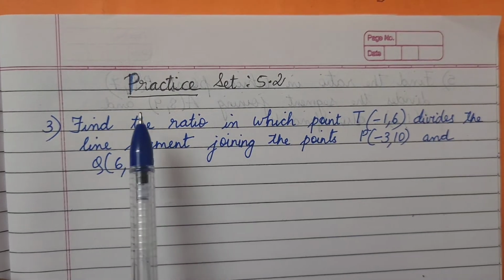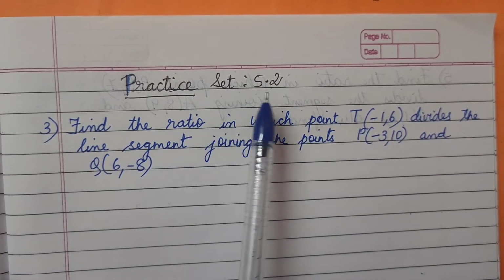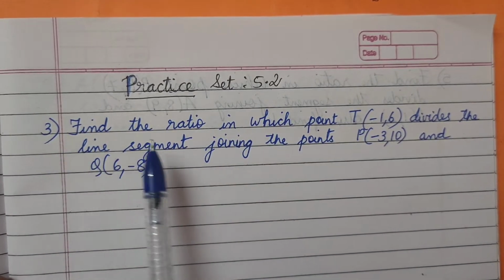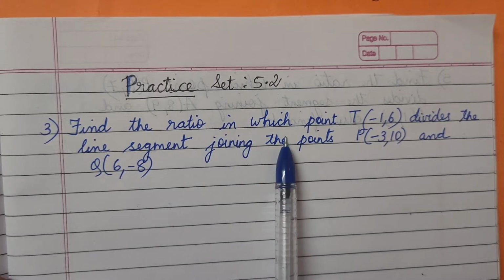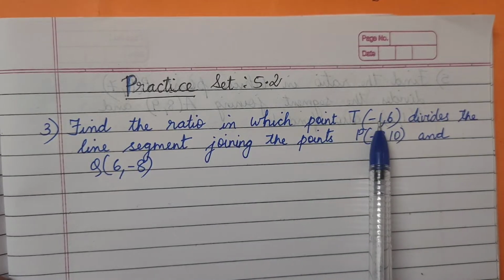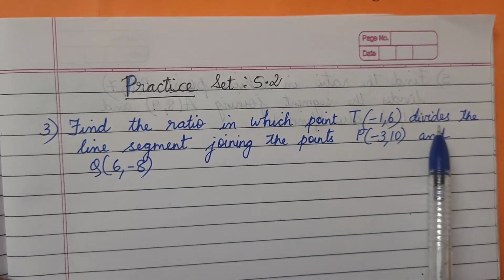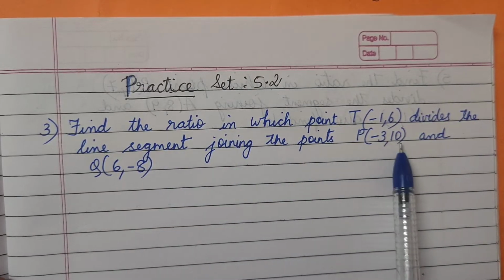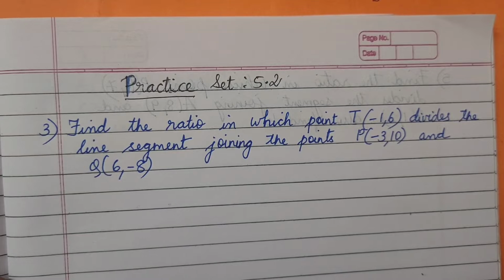Students, I have already taught some of the sums in practice set 5.2. So now I have started with the third sum here. Find the ratio in which point T (-1, 6) divides the line segment joining the points P (-3, 10) and Q (6, -8).